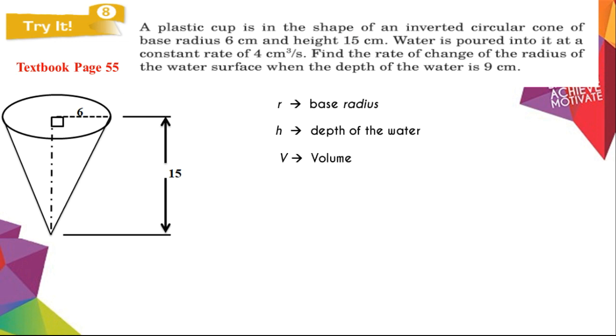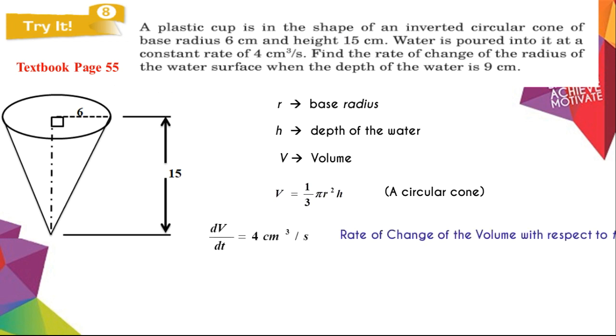What are they? We have r for the base radius, h for the depth of the water, and V for the volume of the inverted circular cone. From this, we know that the volume of the cone is 1/3 pi r squared times the height of the cone. And because in the question we have 4 cm cubed per second as the rate of change of the volume with respect to t, we are going to find the rate of change of the radius, dr/dt, when the depth of the water is 9 cm.